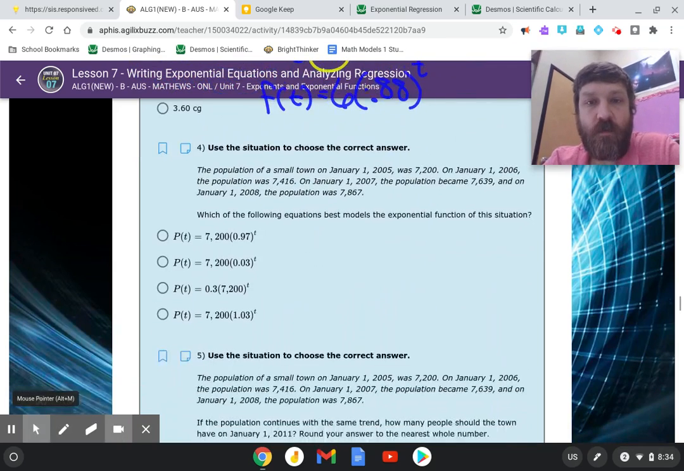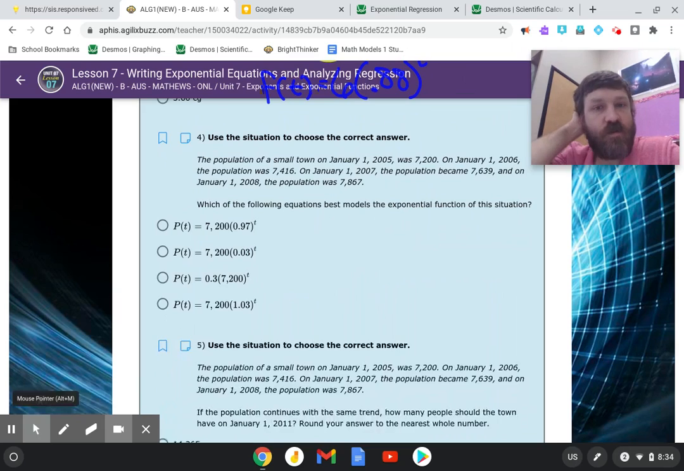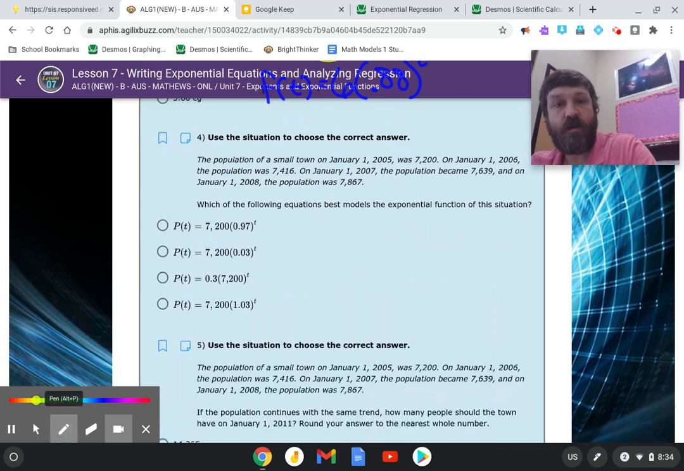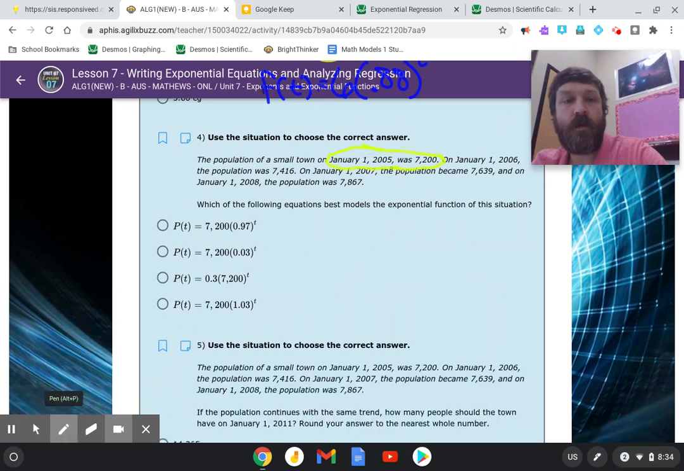Okay, number 4, use the situation to choose the correct answer. So here we have the starting point, which is this first number, January 1st. There was 7,200 people.